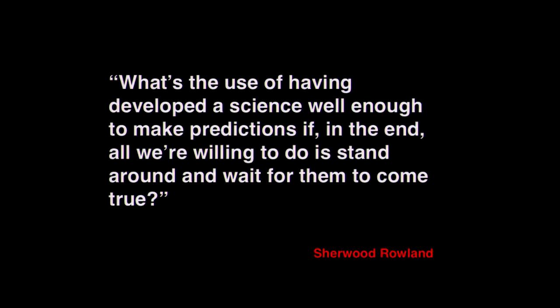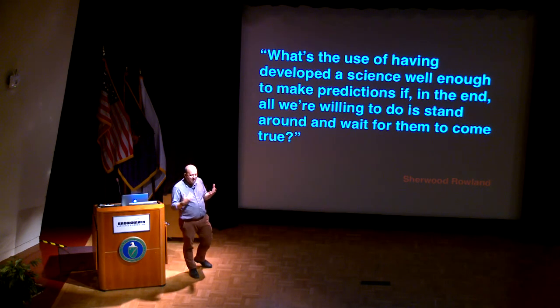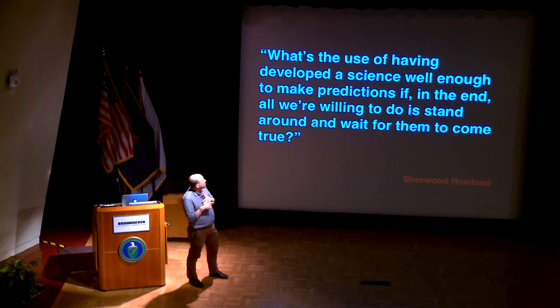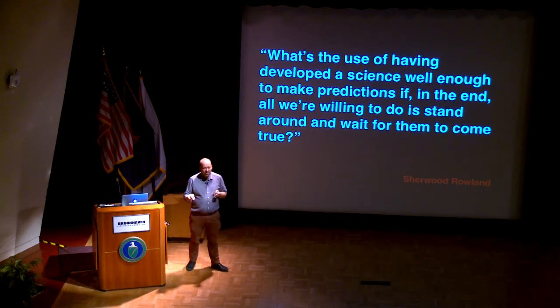And so this is where we get to. Sherwood Rowland was the discoverer of the chemistry of ozone depletion in 1974 with his colleague Mario Molina. And he became an advocate for doing something about CFCs. He became a champion for the Montreal Protocols. And he gave this statement in an interview in the New Yorker, which really encapsulates kind of where I and other people in my field find themselves. His statement was this: what's the use of having developed a science well enough to make predictions if, in the end, all we're willing to do is wait for them to come true?